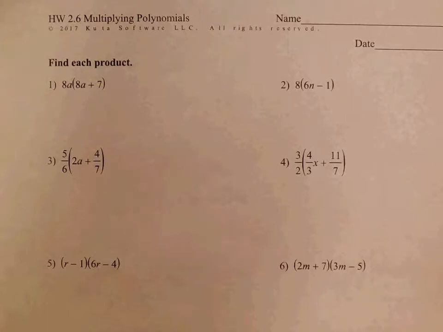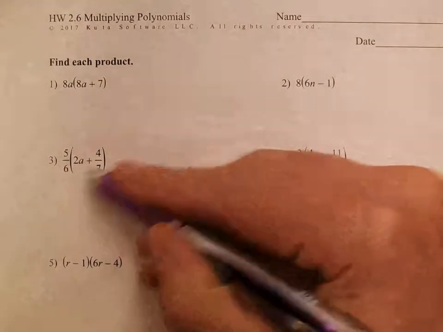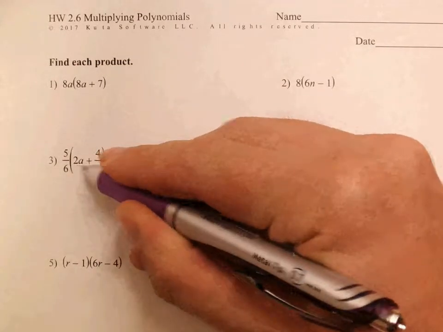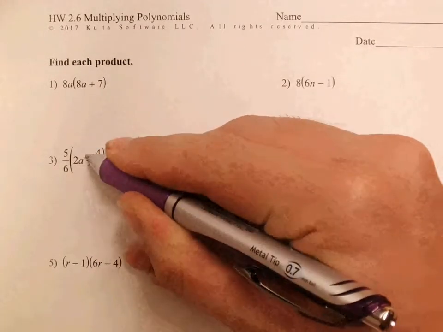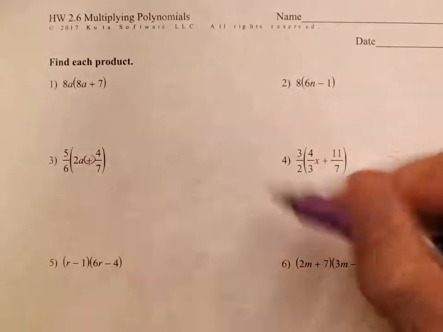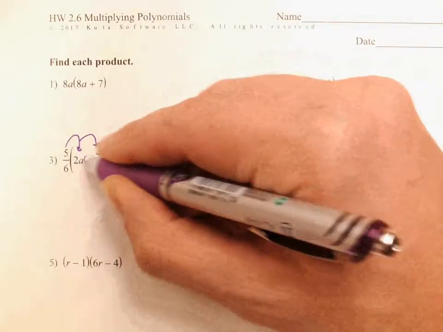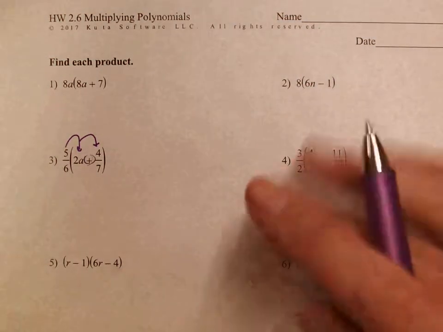In homework 2.6, we're multiplying polynomials. I'm going to start with a fractions one. This is a single thing, multiplying times a binomial. The plus here separates the two terms in the binomial, and multiplying distributes across an addition or a subtraction.